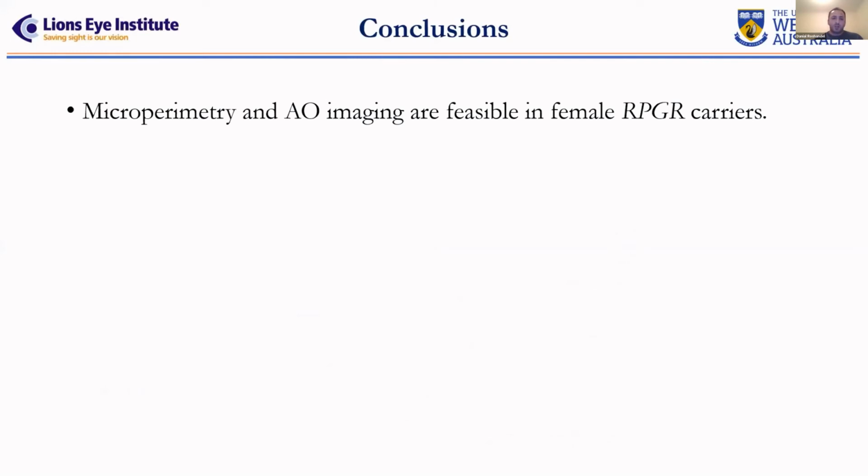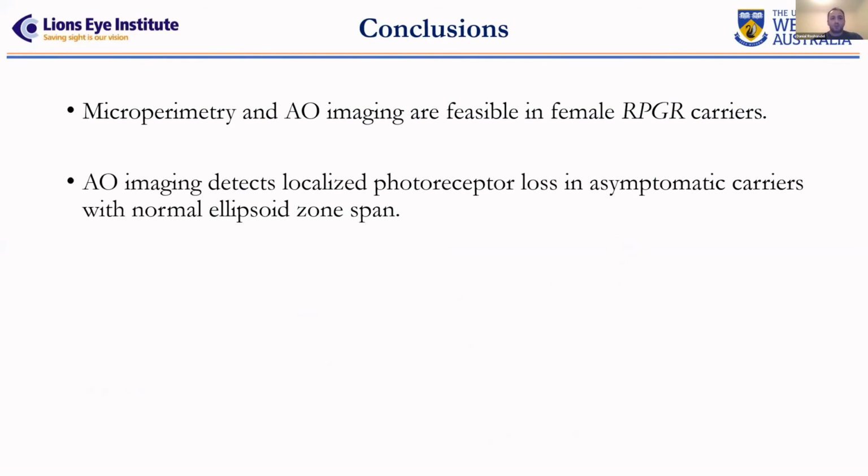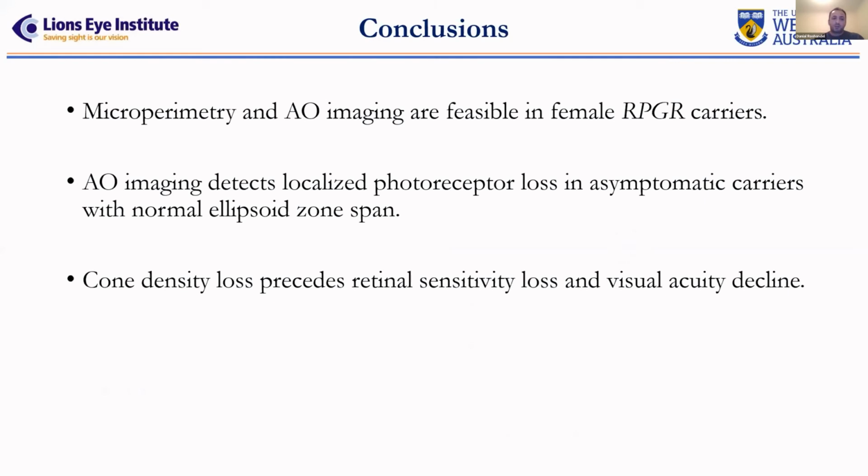So we showed that microperimetry and AO imaging are feasible in female carriers of RPGR mutations. We performed this in 12 patients. And we also showed that AO imaging detects localized photoreceptor loss in asymptomatic carriers with normal ellipsoid zone span, normal visual acuity, and normal other examinations. And we showed in some cases that even with a normal retinal sensitivity, cone density declines. So it shows that maybe structural changes precede functional changes in these patients.